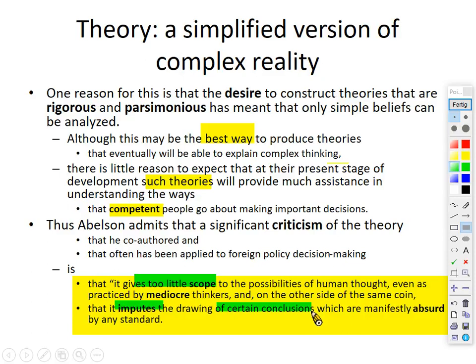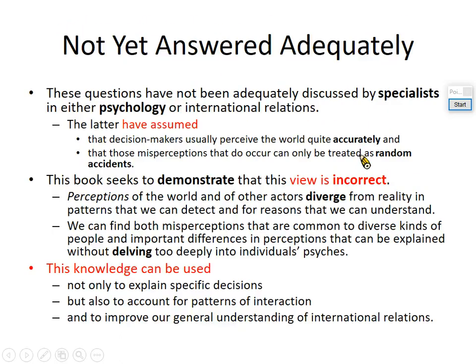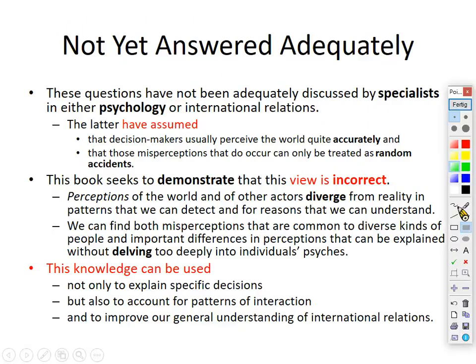Why? Because people have different preferences. People have different belief systems. People have different norms and values. And we have to understand this. And what is the benefit of having this understanding? Well, we can move back to the first few slides. Because this kind of knowledge can help us to explain specific decisions, why you make such decisions.